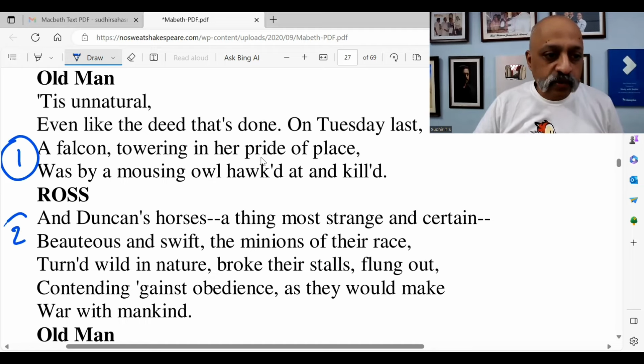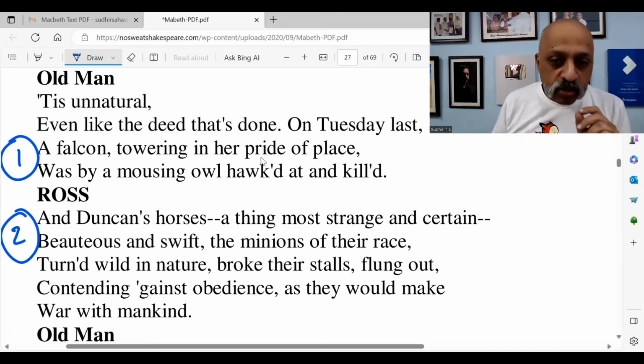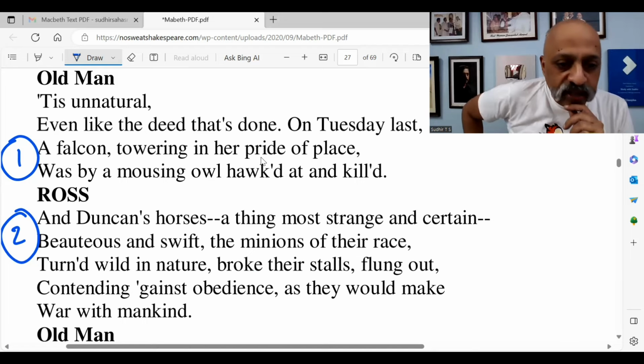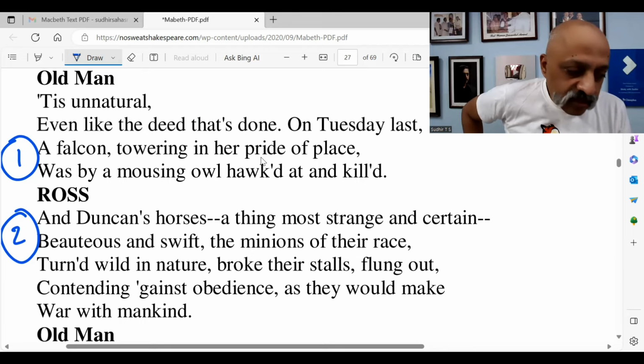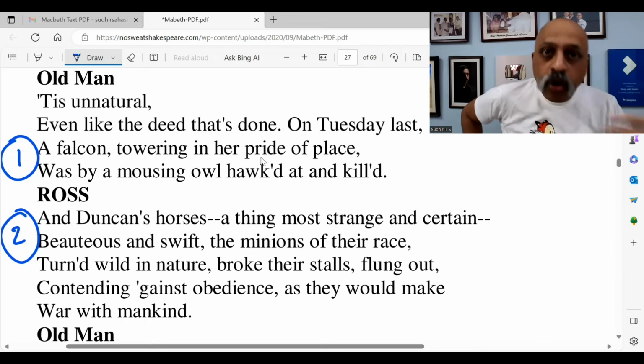The second one that is mentioned out here is about Duncan's horses. A thing most strange and certain, beauteous and swift, the minions of their race turned wild in nature, broke their stalls, flung out contending against obedience as they would make war with mankind. So he says, this is also just as strange because Duncan ke jo sundar aur tej ghode the, and the best minions means the best. That's how Shakespeare used it, because minions ka modern English mein arth alag rehta hai. The best of their breed, they suddenly turned wild and broke out of their stalls.